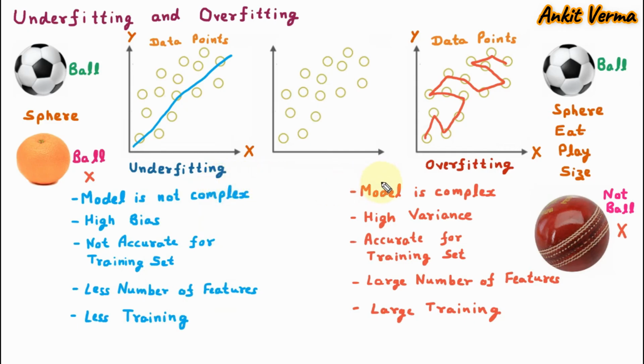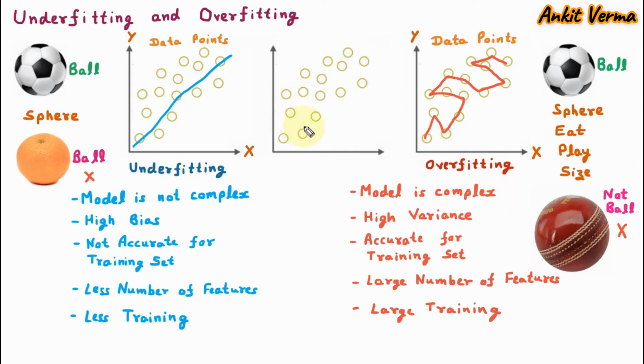Now we are learning how to overcome overfitting. These are the points of overfitting. Just do the reverse to overcome overfitting. The complexity of the model should be reduced. The variance should be reduced. The number of features should be reduced, and training should be reduced. So by this we can overcome overfitting.